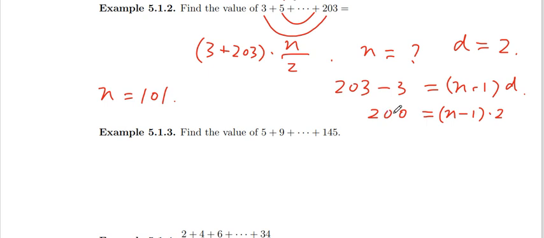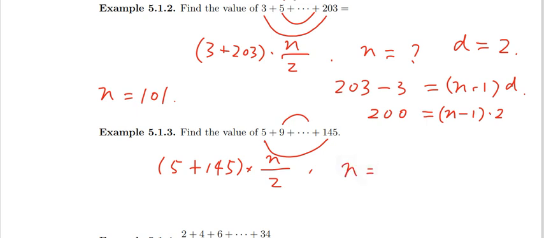Okay, so for this one, same way. It equals 5 plus 145. Multiply how many? N over 2, right? So what is n? Here we want to find n. How can we find n?